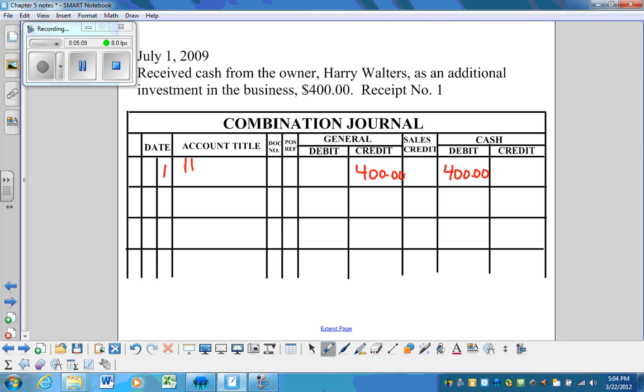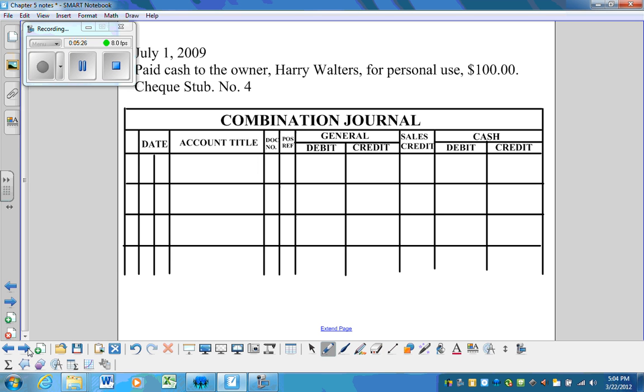You're going to put Gary Walters, I'm just going to abbreviate, okay? Capital. And the document number that you got that from is receipt number 1. Okay, and make sure you have a debit and credit on that line. Paid cash to the owner, Gary Walters, this time. Happening on the first again, your cash is going down, so you need a cash credit.